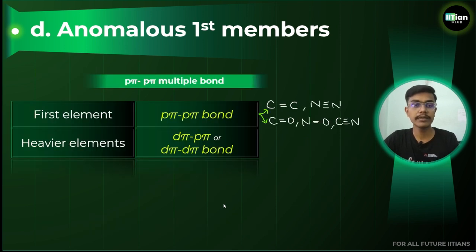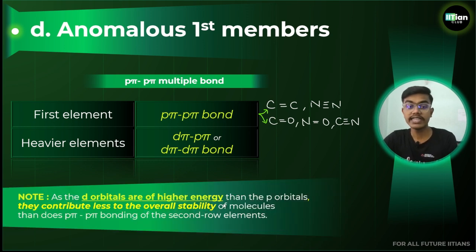One more thing which you will be seeing is p-pi multiple bond formation. The p-pi multiple bond is formed only by the first element. You can see carbon-carbon double bond, nitrogen-nitrogen triple bond, and carbon and nitrogen with other higher electronegativity elements, they form p-pi bonds. But in other cases, the heavier elements, that is the elements down the group, form d-pi p-pi multiple bonds. But as the d orbitals are higher in energy than p orbitals, those bonds contribute less to the overall stability of the molecules than does the p-pi bonding of the second row elements. I hope you got this.